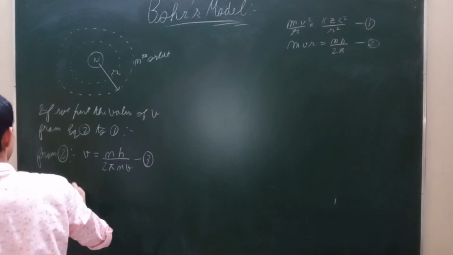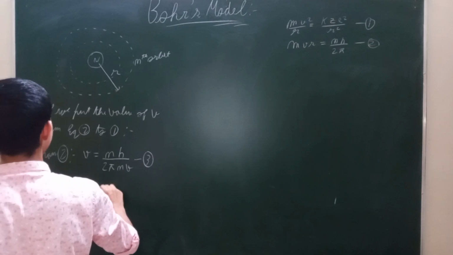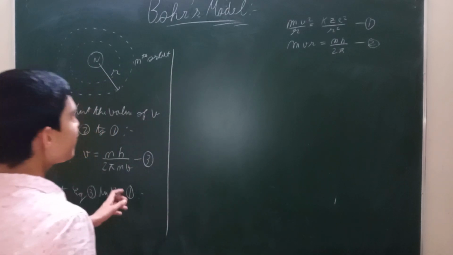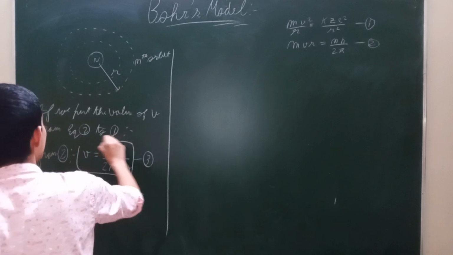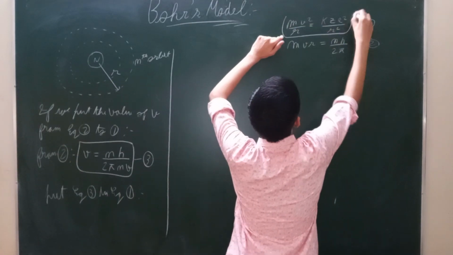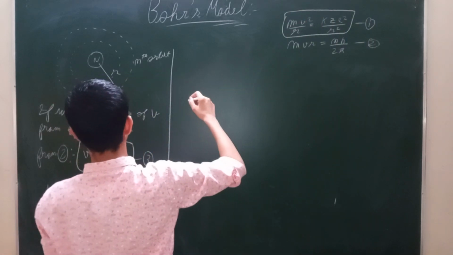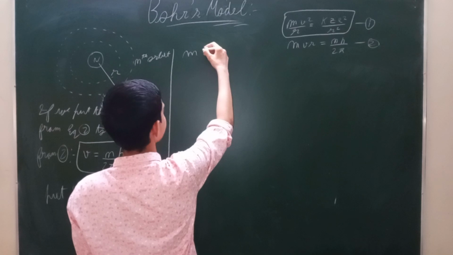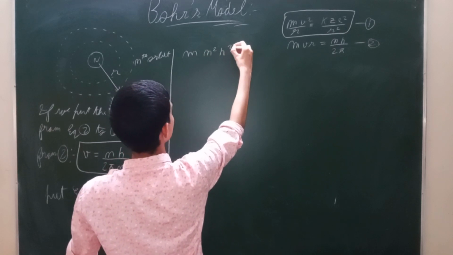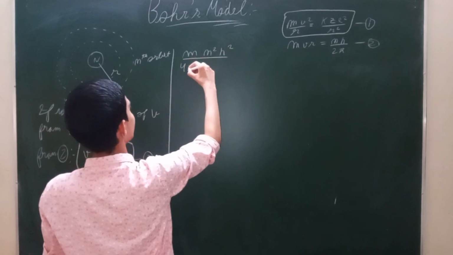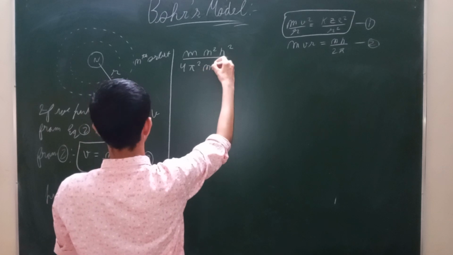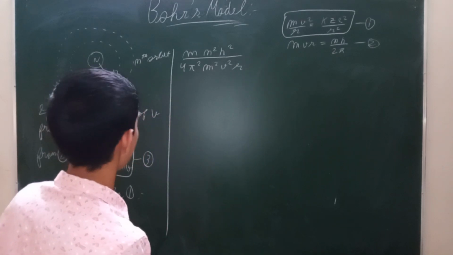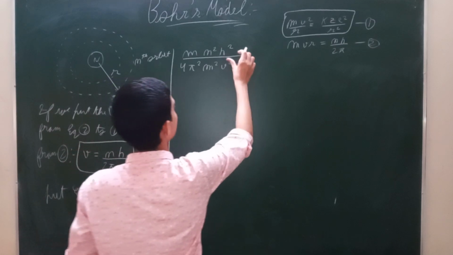Now put equation number 3 in equation number 1. That's fine. Now what will happen? If I put this value, equation number 3, which is the value of v, in equation number 1, then what will I get? So this will be m v square upon r. So v square is n square h square divided by 4 pi square m square v square times r. Oh sorry, here's an r square.